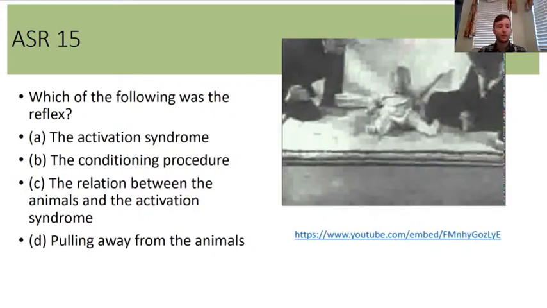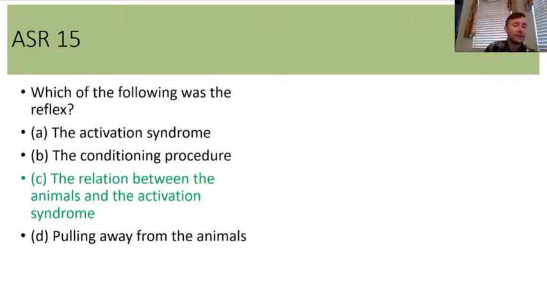Alright, I'll go ahead and close the poll. And the answer here is C. The reflex was the relation between the presentation of the animals, such as the bunny, and the activation syndrome, so the startle response, including pulling away, startling and crying and things like that. And an increase in heart rate would have occurred as well.